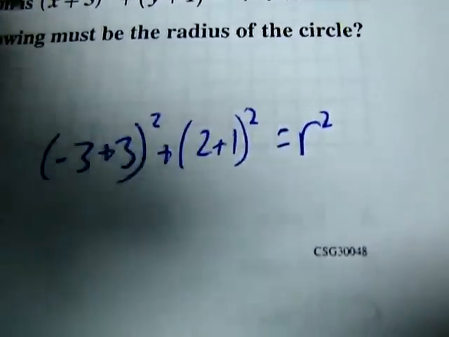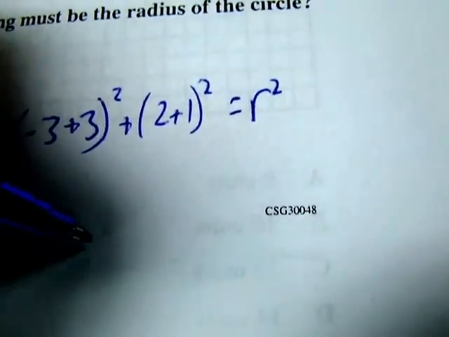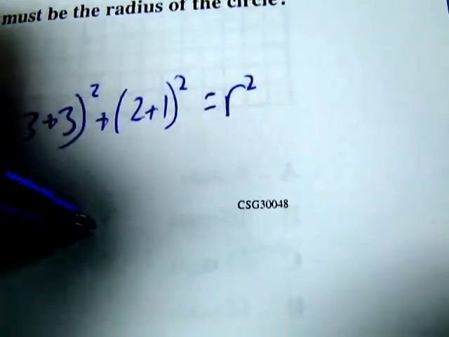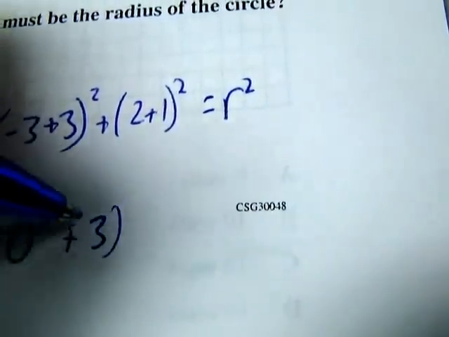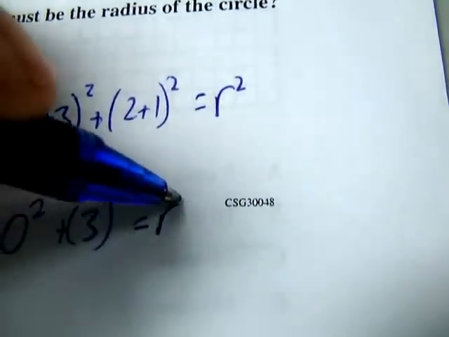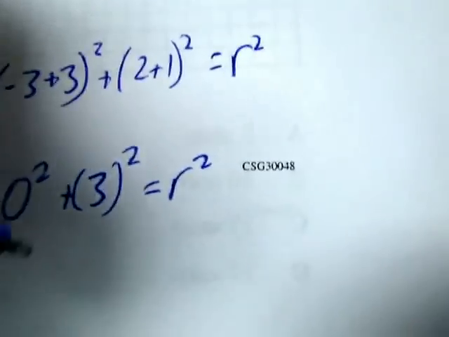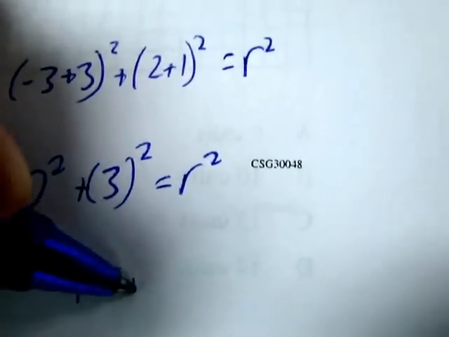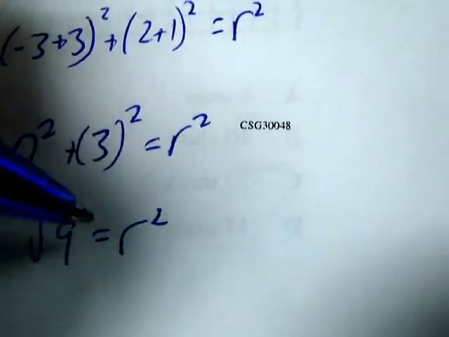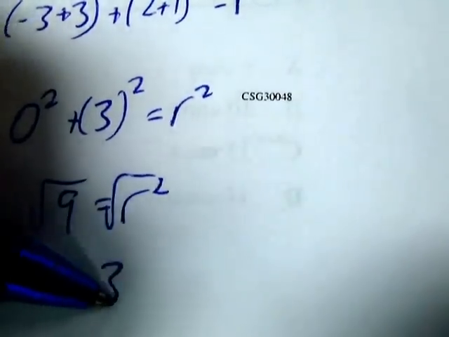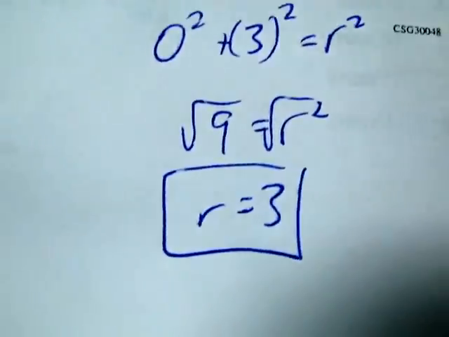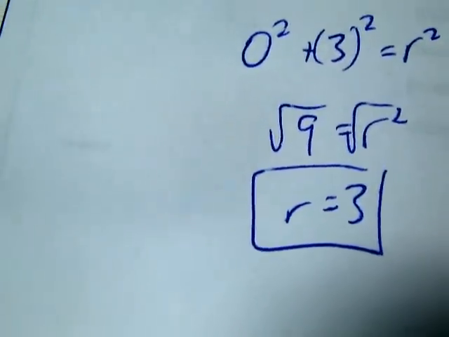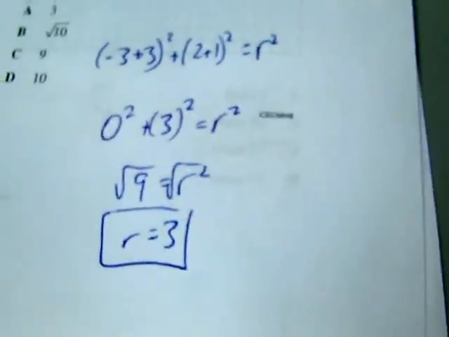So negative 3 plus 3 is 0, and 0 squared is 0. Plus 2 plus 1 is 3, and 3 squared equals r squared. 0 squared is 0, 3 squared is 9, so 9 equals r squared. So we take the square root of both sides, and r equals 3. And that is that for number 71, or 72.